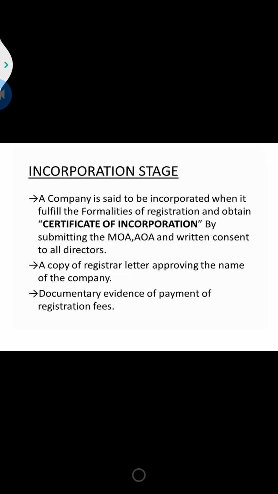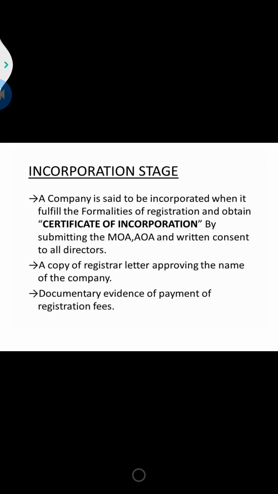Now what are these formalities? As a formality, as a procedure, you have to submit some documents. Those documents are your memorandum of association, articles of association, and the written consent of all the directors. Along with that, you have to give a copy of the registrar's letter approving the name of the company. So it is said that in order to get the company registered or incorporated, the following procedure is to be adopted.